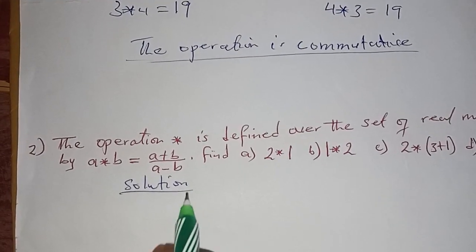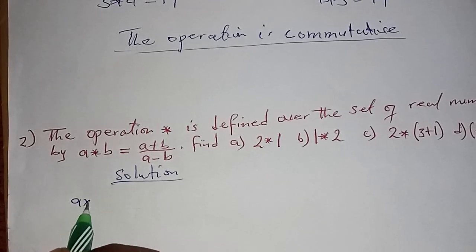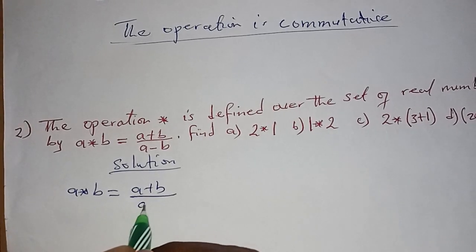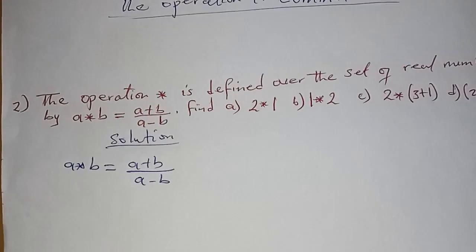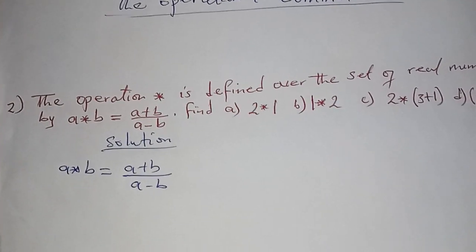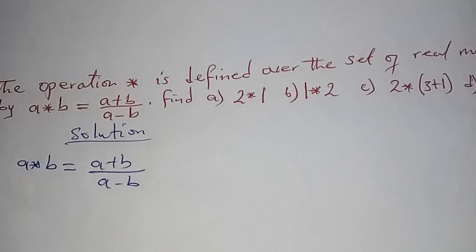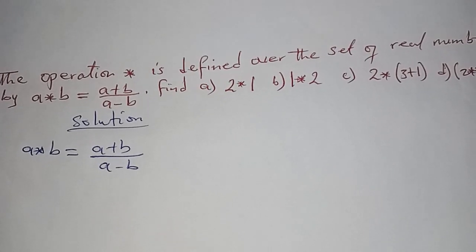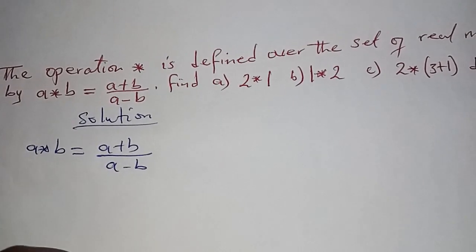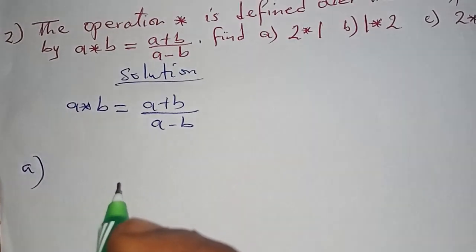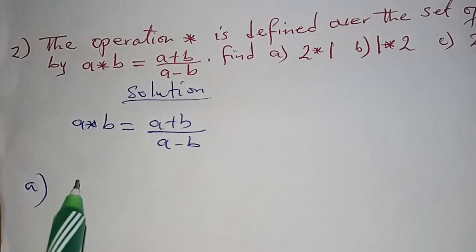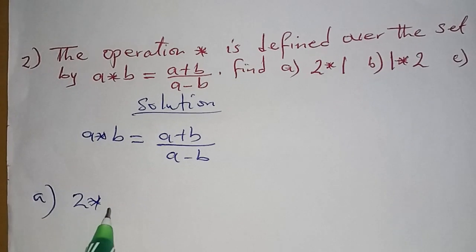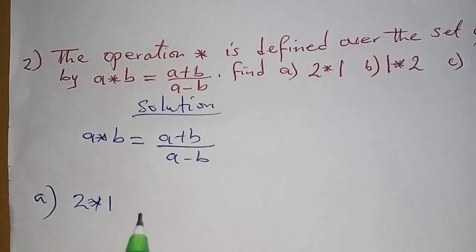So let's take the operation, which is a operate over b, a plus b over a minus b. Now since we already have the concept in solving them, we can go forward and just solve quickly, right? So we say, since we have A, the value for A now will be 2 operate over 1, right? 2 operate over 1.